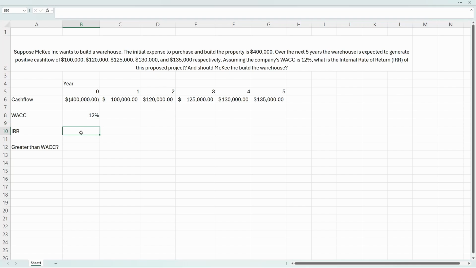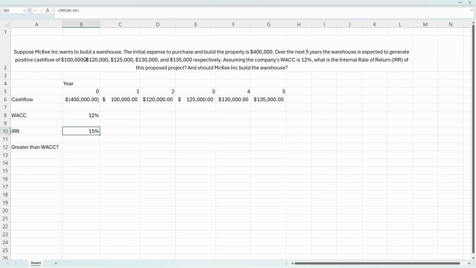Now go to our cell next to IRR, B10, and type equals IRR, open parentheses, and we just need to enter only one parameter, values. That's just the array for our entire timeline, so B6 through G6. We don't need to put in a guess. We hit enter, and we get our 15%.